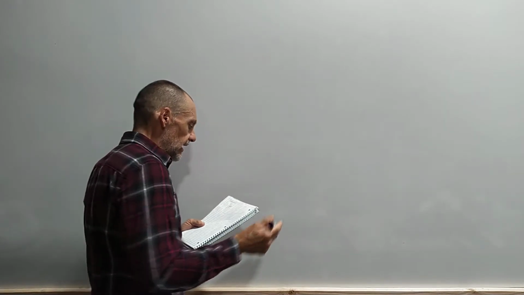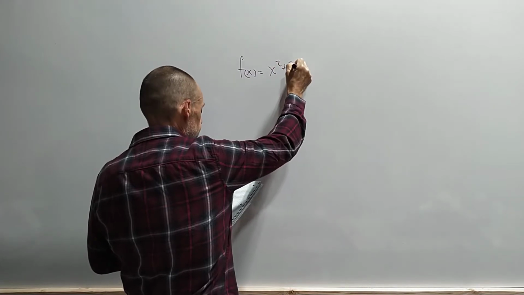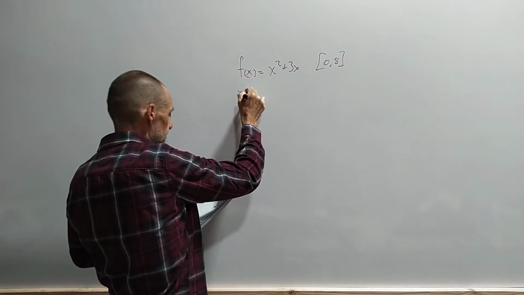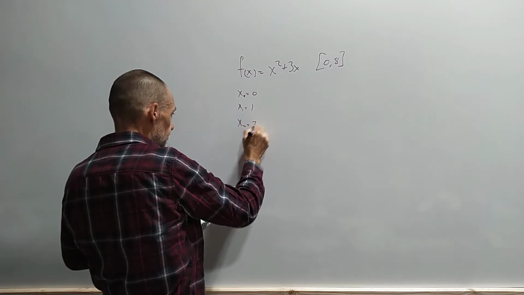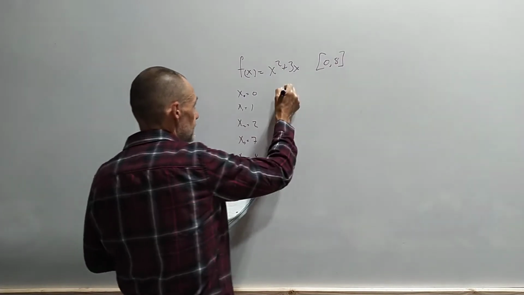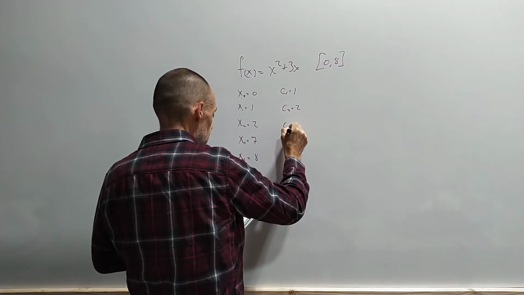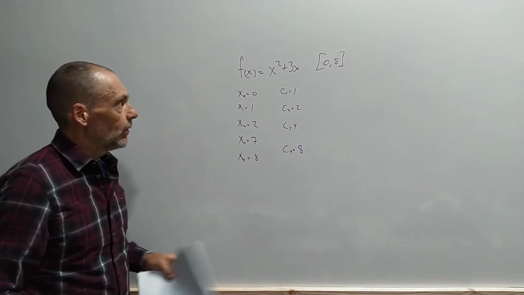So I have a question from a Cal 1 student about a Riemann sum that he got on WebAssign. Okay, so they give you a function, they give you a domain, and then they give you these x's. x0 is 0, x1 is 1, x2 is 2, x3 is 7, x4 is 8, and then they give you some c's. C1 is 1, C2 is 2, C3 is 4, C4 is 8. And the question is, what am I supposed to do with this?